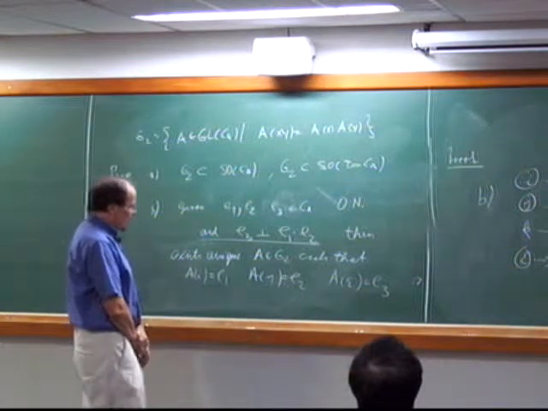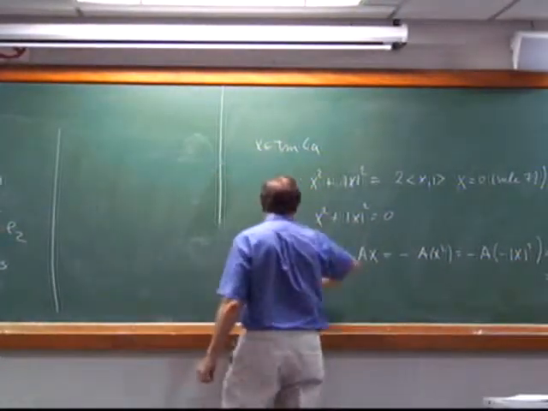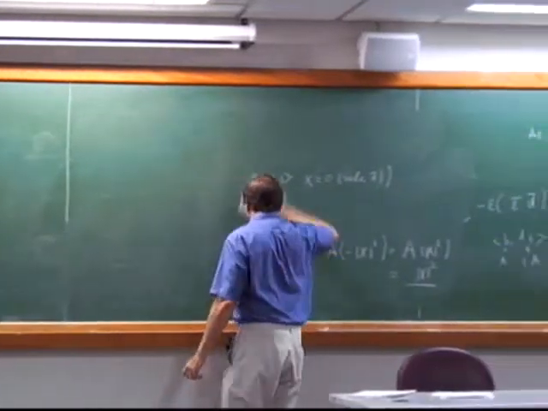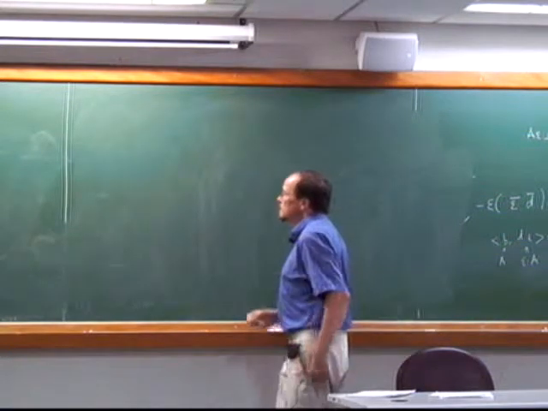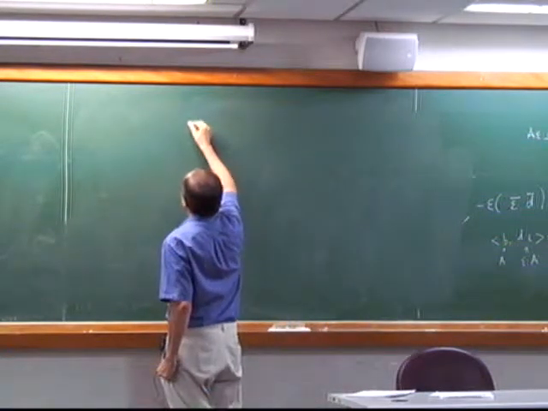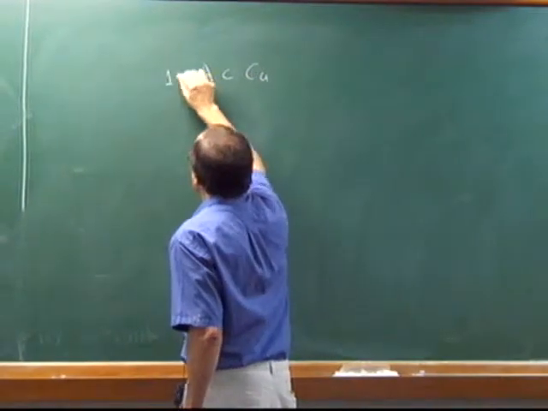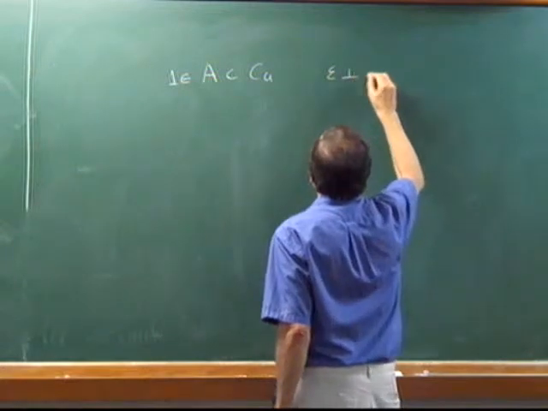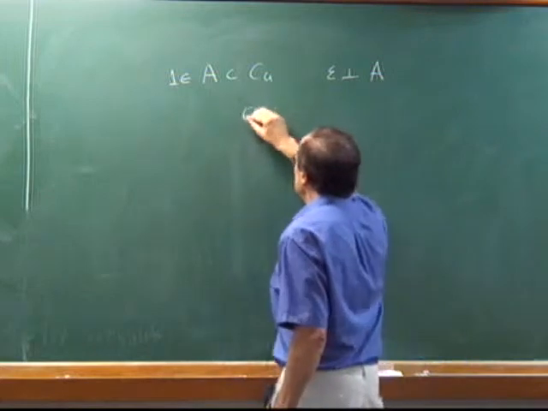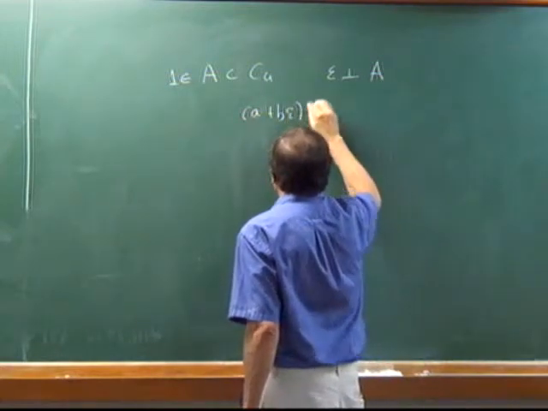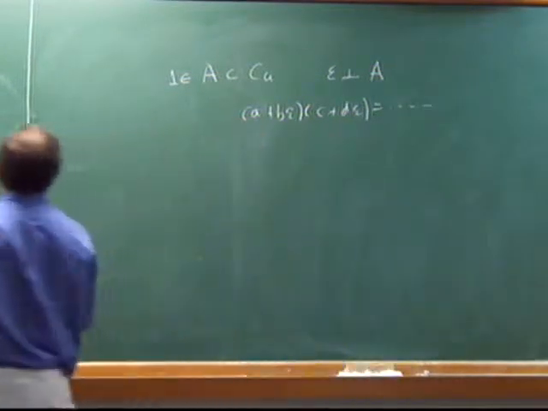I claim this follows from the proposition I just erased. Remember what it said? Let me just write it down. It said I had a subalgebra inside the Cayley numbers, containing 1, and an epsilon orthogonal to A. And then multiplication was prescribed, as you would expect it from the Cayley numbers. That's what it said.